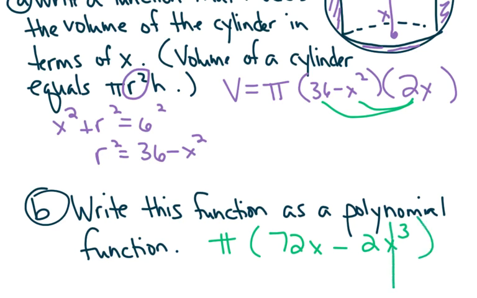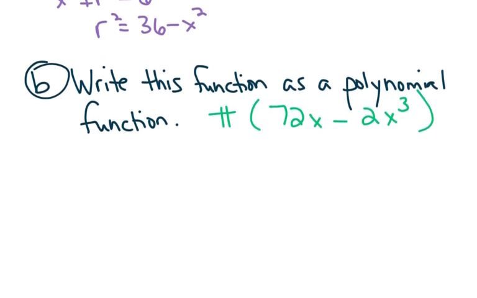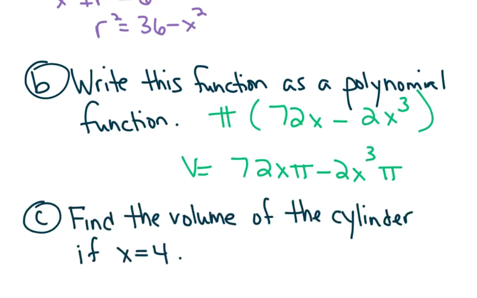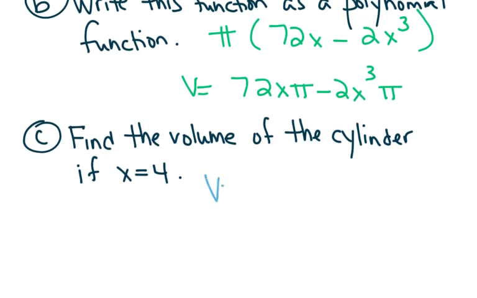Now I'm going to distribute the pi. There we go. So the volume is going to be 72x pi minus 2x cubed pi. And that would be the polynomial. It's a polynomial of degree 3. Now the last thing we're going to do is find the volume of the cylinder if x equals 4. So we're going to plug in 4 everywhere we see an x.